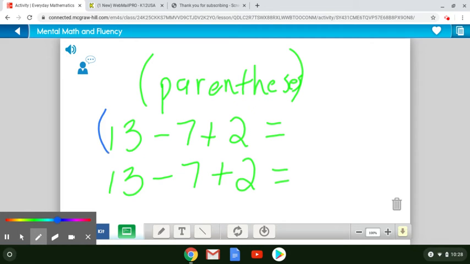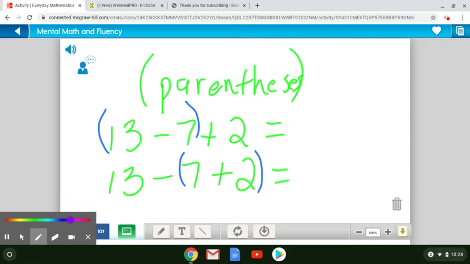In the first equation, we're going to put the parentheses around the 13 minus 7. And then in the second equation, we're going to put the parentheses around the 7 plus 2. And the rule when we see parentheses in an equation is to always solve inside there first, no matter where they are in the equation.